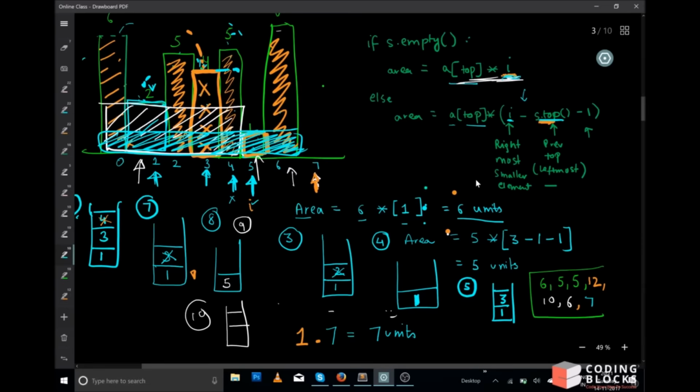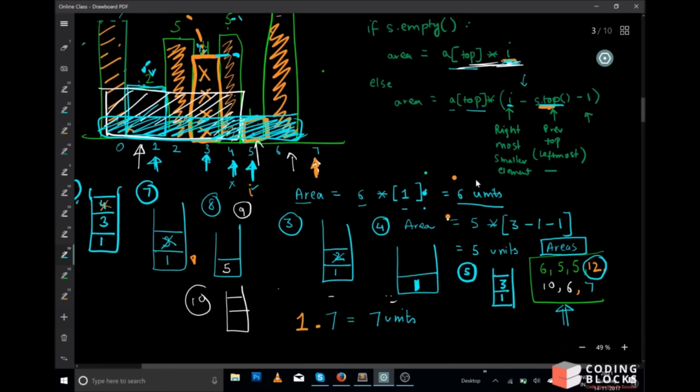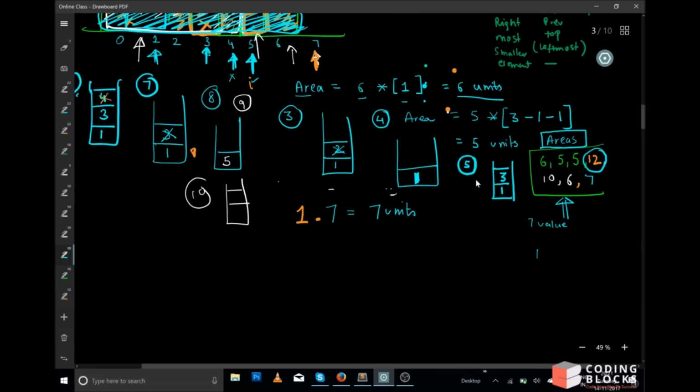So you can see out of all these areas, the area which is maximum is 12 units. So these are the values of areas. You can make one variable, maximum area so far, and you can update that variable to find out the maximum area, right? So this is the maximum area that we could make, right? You can see you got 7 values of areas and each value represents the area due to a bar, right? So each area is due to considering each bar as the minimum height bar.